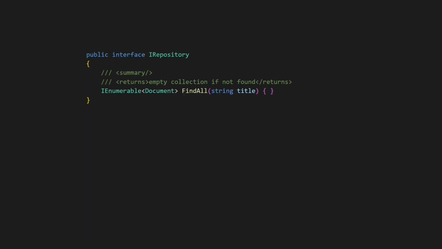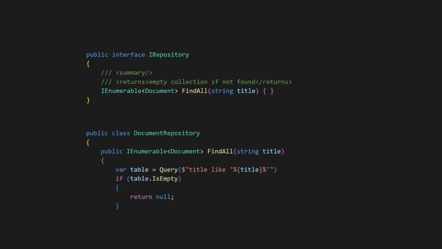The Liskov substitution principle also requires that postconditions are not weakened by the implementation of an abstraction. In this example, IRepository defines that findAll returns an empty collection if nothing was found. But the DocumentRepository returns null in this case, which very likely causes the clients of IRepository to fail and so violates the contract defined by the abstraction.